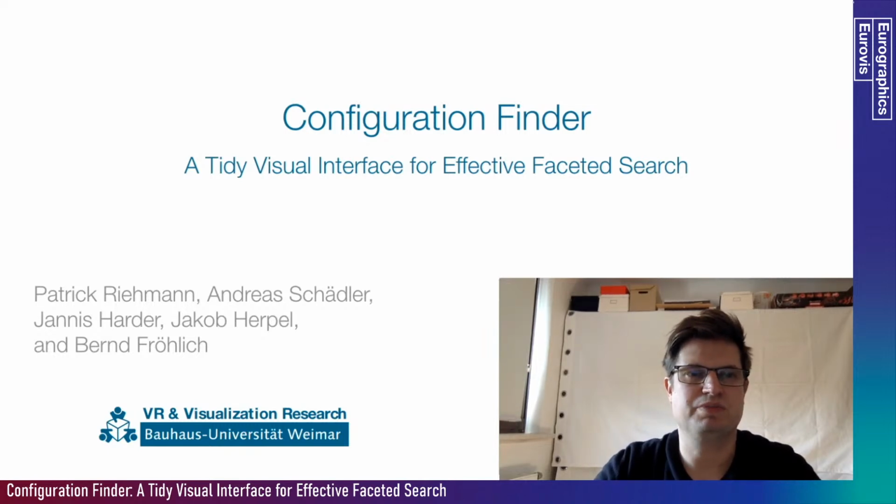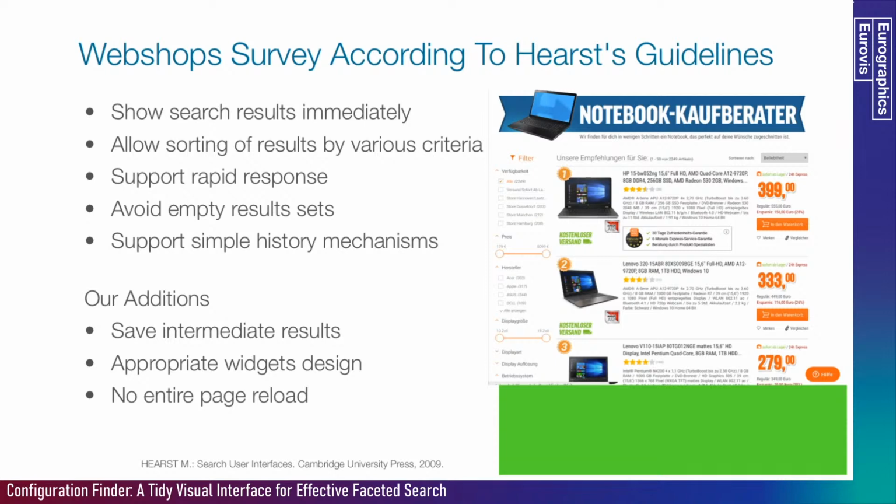Welcome to my talk. My name is Patrick Riemann. I'm with the Virtual Reality and Visualization Research Group at Bauhaus Universität Weimar, and I'm going to talk about the Configuration Finder. Faceted search interfaces are typical for web shops. We conducted a web shop survey according to Marti Hearst's guidelines for search interfaces, as well as some additional guidelines we came up with. Sadly, the results are quite poor in general, yet the most annoying problem is that one can't see how the listed attribute values are related to each other and which combinations might appear.